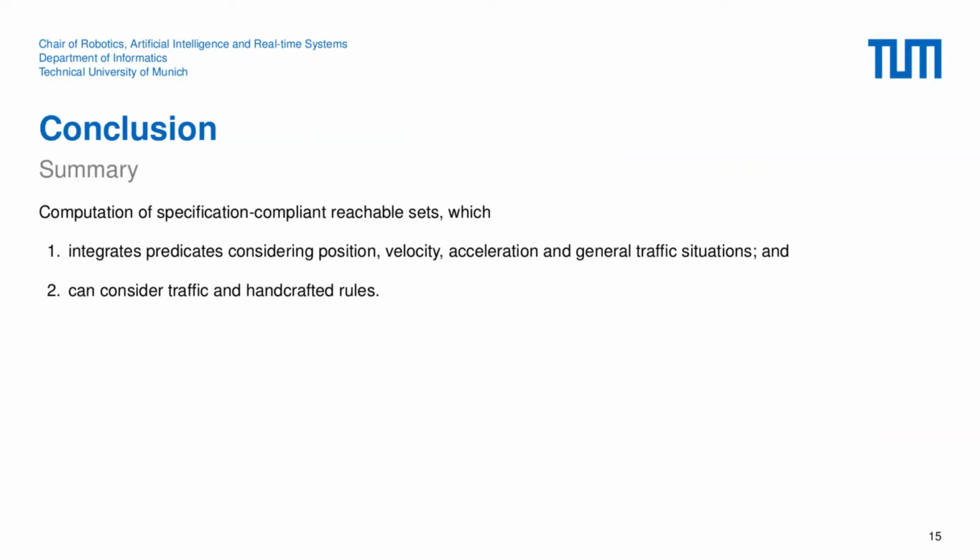To conclude, we have proposed a method for computing specification-compliant reachable sets which integrates predicates considering position, velocity, acceleration, and general traffic situations, and can consider traffic and handcrafted rules. We have also shown with an example that this can be used as planning constraints for trajectory planning.